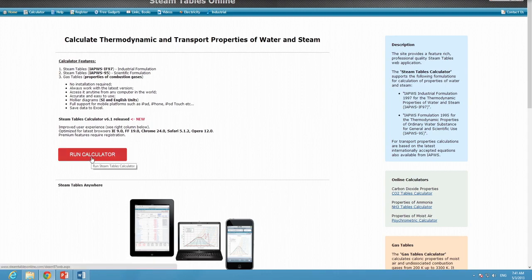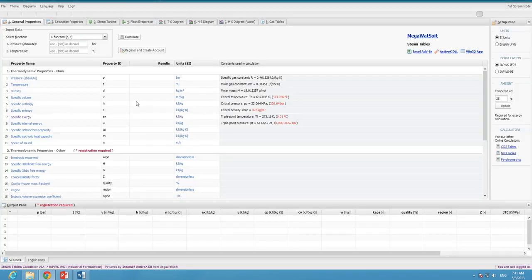So we're going to click on Run Calculator for the properties of water and steam. What you want to familiarize yourself with is how to use this program. It's a really great and fun tool. General properties are the first tab. The saturation properties are the second. We have steam turbine, flash evaporators. These are getting more complex as we move across the tabs.